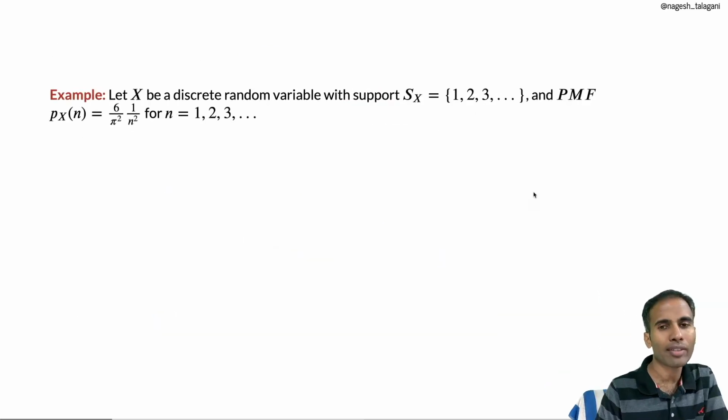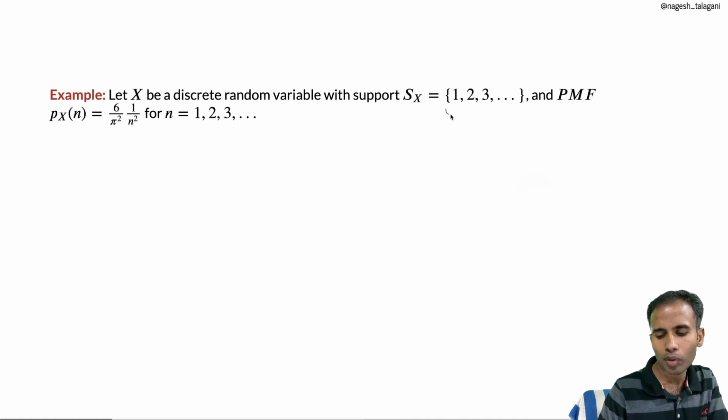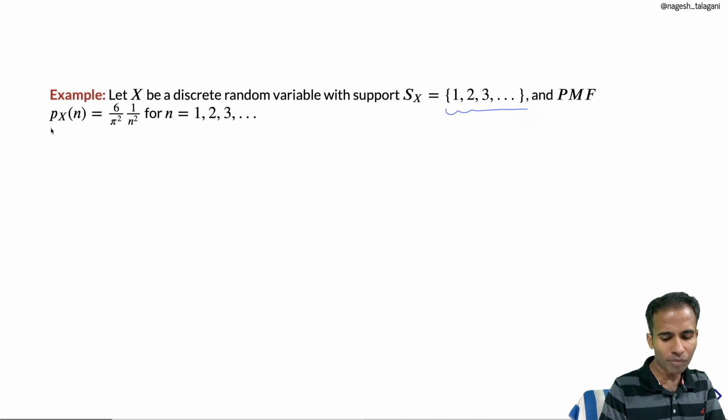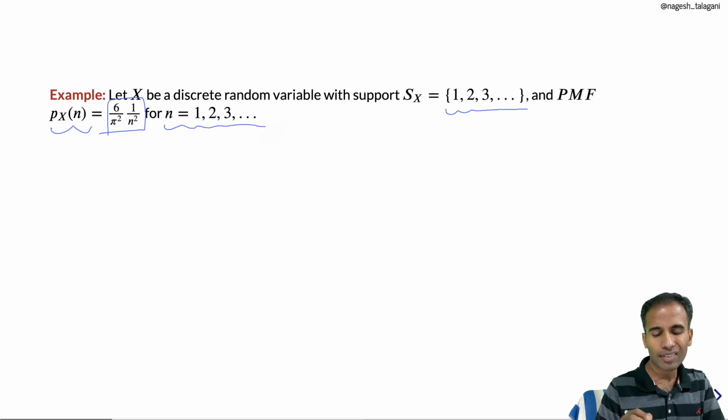now let's look at examples of probability distributions for which MGF does not exist. Here is an example of a discrete random variable with support S_X equal to 1, 2, 3, and so on, and PMF p_X of n equal to 6 by pi square times 1 by n square for n equal to 1, 2, 3, and so on. Let us see if the MGF exists for this distribution.